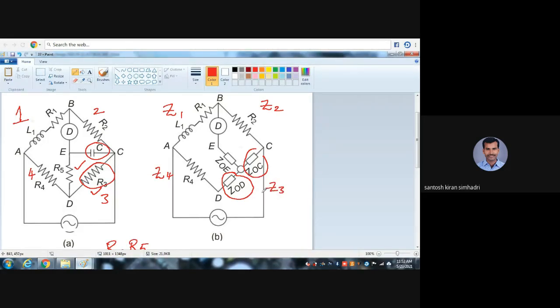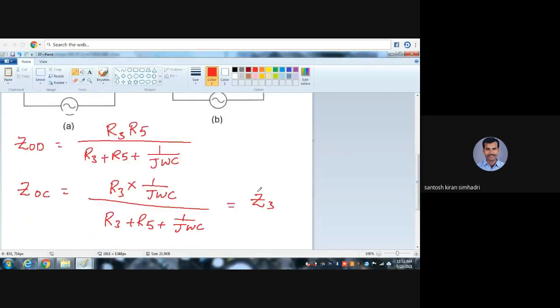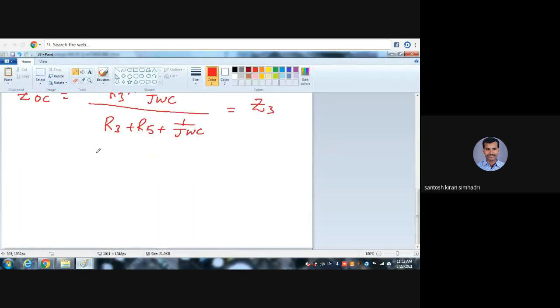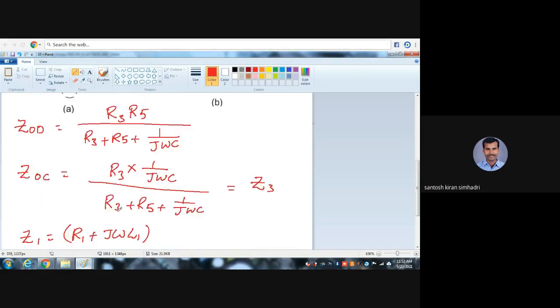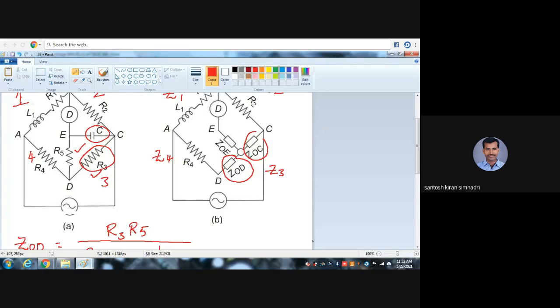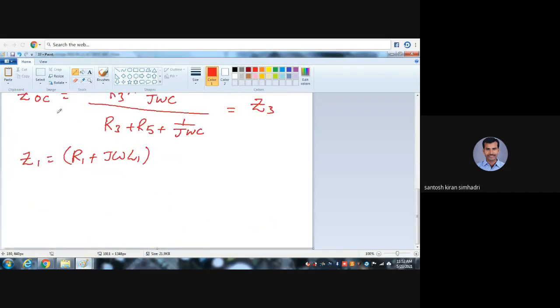Okay, now I will write one by one. The first expression, Z1, can be written as R1 plus j omega L1. Everyone, please kindly inform your friends, this is compulsory. Sir, why have you written R1 plus j omega L1? Very simple, L1 is in series with R1, that's all. Okay, then come back to the original one.